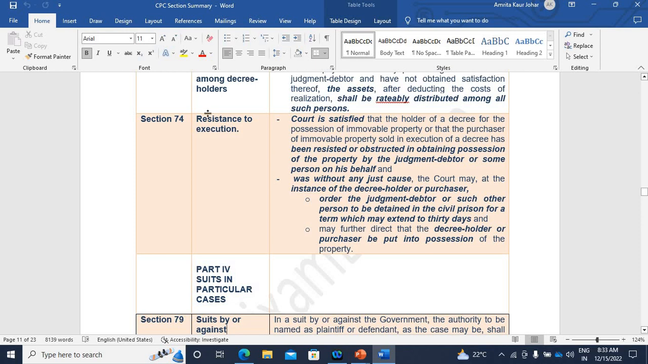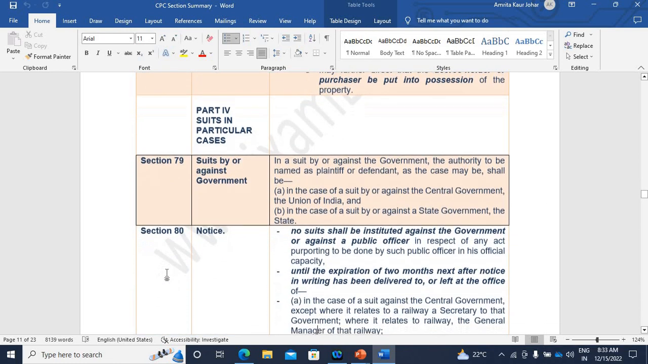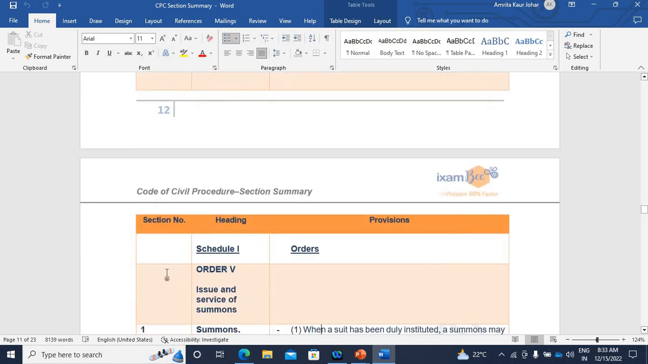Then resistance to execution से related एक question आया था phase 2 में सेबी एग्जाम में. So ये भी section काफ़ी important है. इसके बाद वाले पार्ट्स में से मैंने काफ़ी जो फ़ेज़ 2 में ऐड हुए हैं, फ़ेज़ 1 में तो है ही नहीं, कुछ इंपॉर्टेंट सेक्शंस पिक किए हुए हैं. You can go through this document and prepare yourself like that.